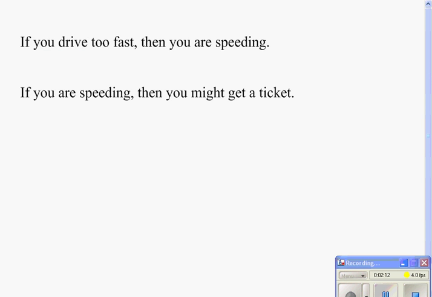Next example. If you drive too fast, then you are speeding. If you are speeding, then you might get a ticket. So again, ending with "you are speeding," we can cross off because it links with the "speeding" at the beginning of the next sentence. And you're left with your answer, the if-then statement. If you drive too fast, then you might get a ticket, which is also true.